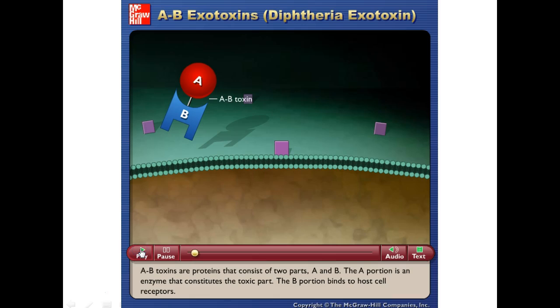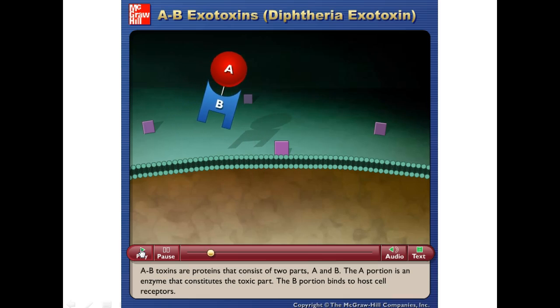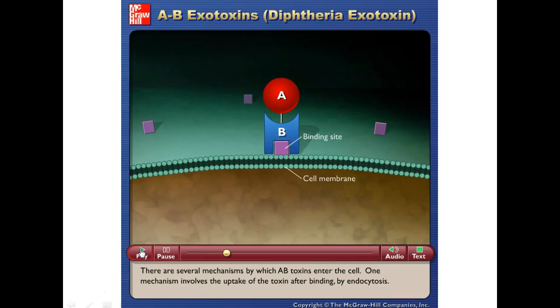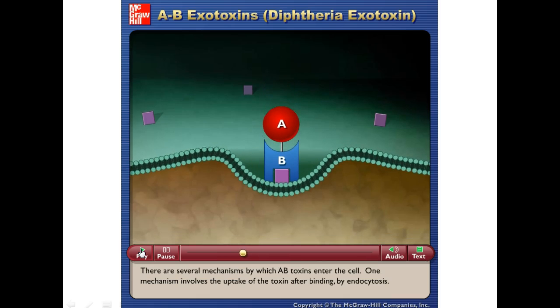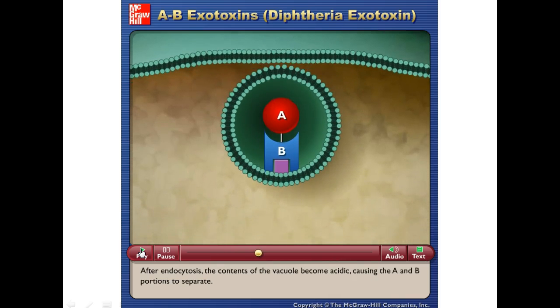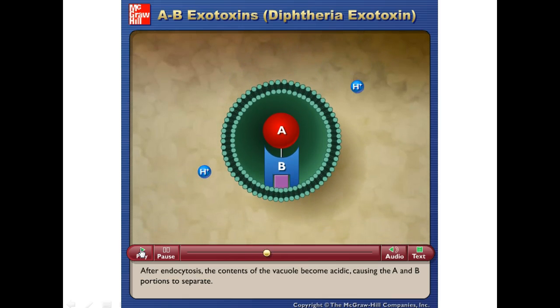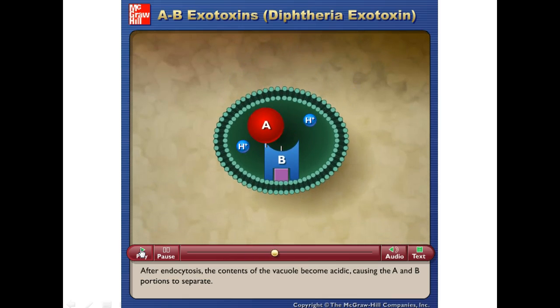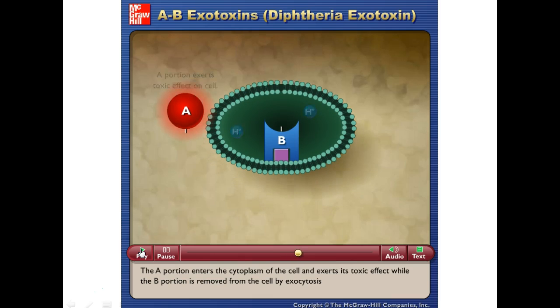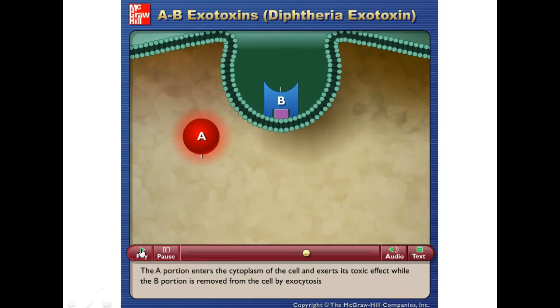AB toxins are proteins that consist of two parts, A and B. The A portion is an enzyme that constitutes the toxic part. The B portion binds to host cell receptors. There are several mechanisms by which AB toxins enter the cell. One mechanism involves the uptake of the toxin after binding by endocytosis. After endocytosis, the contents of the vacuole become acidic, causing the A and B portions to separate. The A portion enters the cytoplasm of the cell and exerts its toxic effect, while the B portion is removed from the cell by exocytosis.